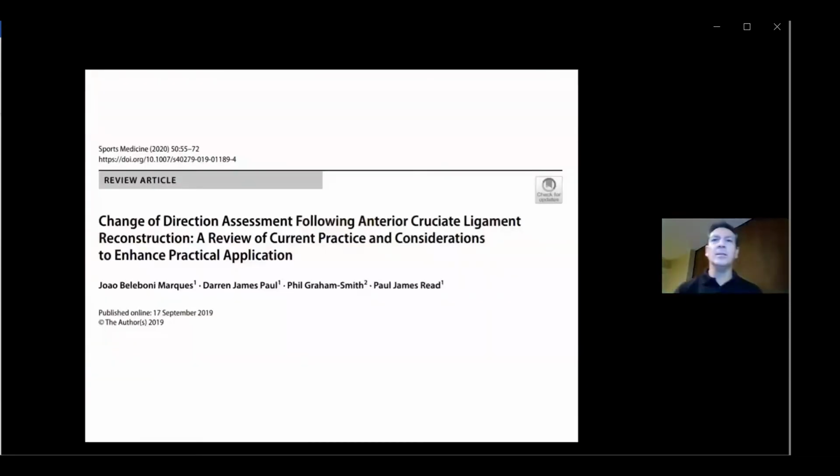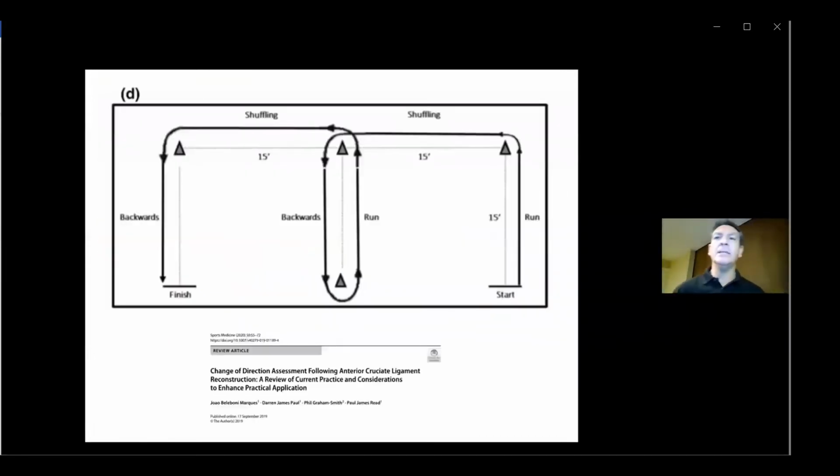So let's think about this now in a clinical fashion. This is just one of the articles, and there are many articles on these things, but this is a change of direction assessment following anterior cruciate ligament reconstruction. It's just a review of current practices. And they put out an idea of doing different types of runs. So shuffling, backwards run, forwards run, and changing directions.